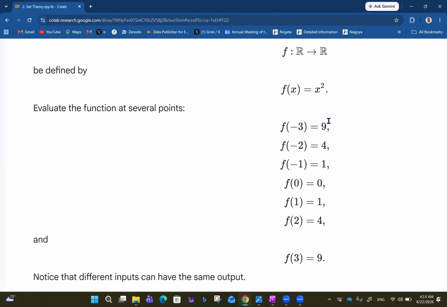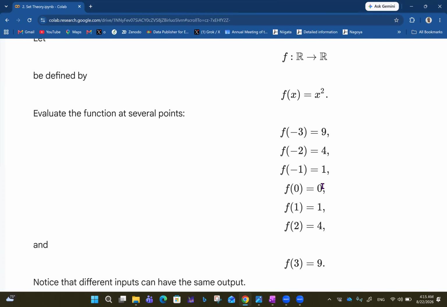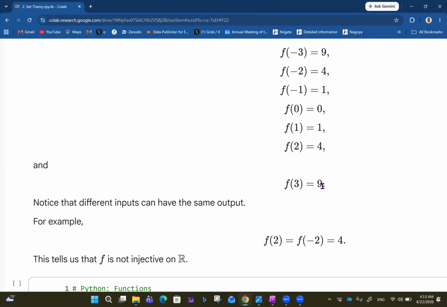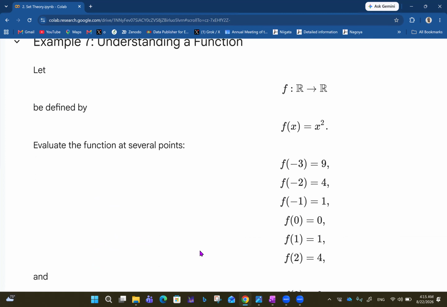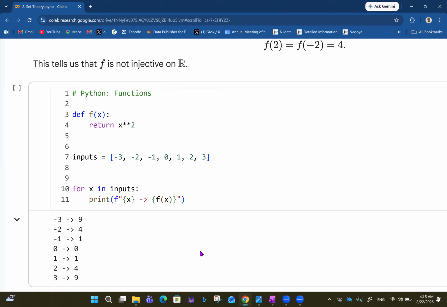So you see f of minus 3 is 9, f of 3 is also 9, f of minus 2 is 4, f of 2 is 4, f of 1 and f of minus 1 are both 1, and f of 0 is 0. For example, f of 2 is equal to f of minus 2, which is 4. This tells us that f is not injective on R. We are going to talk about injectivity and all of these things as we go on.